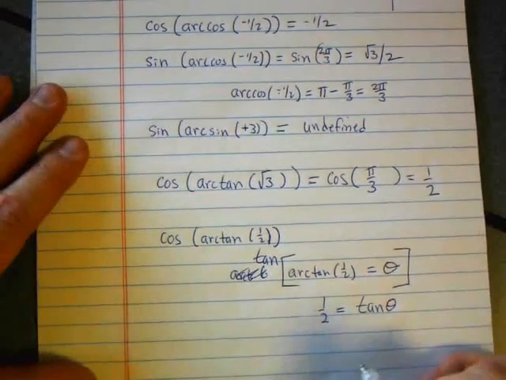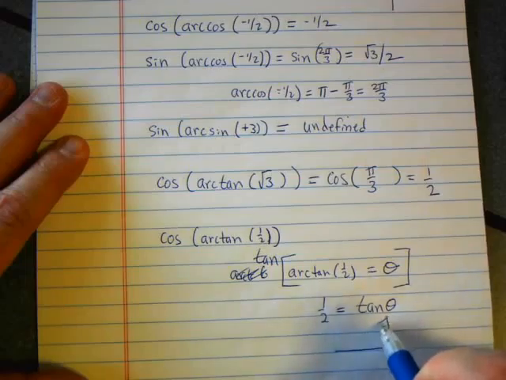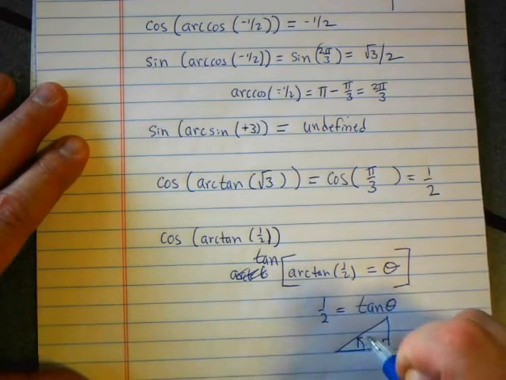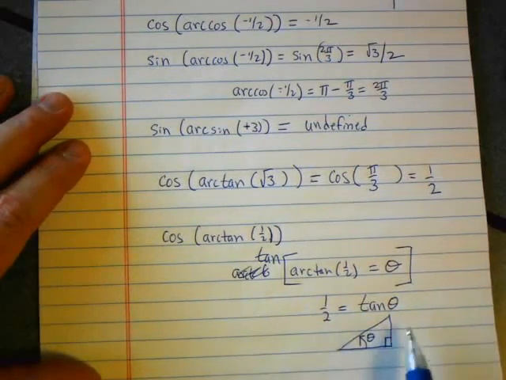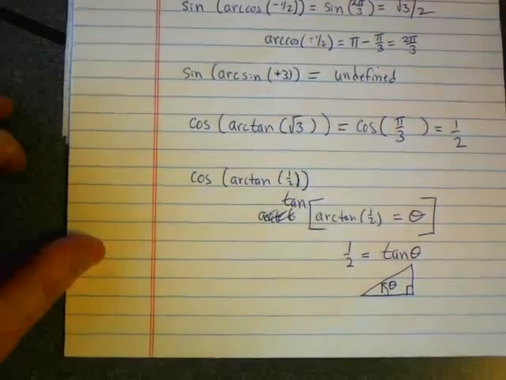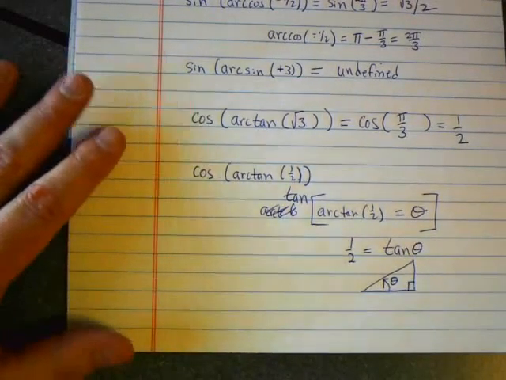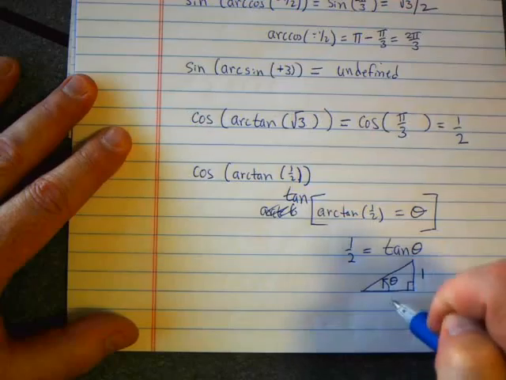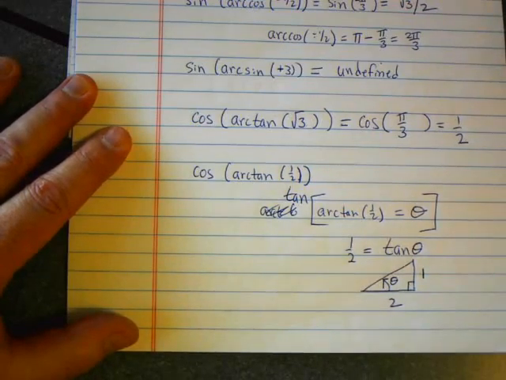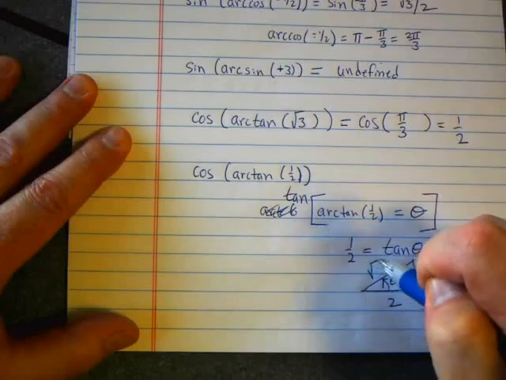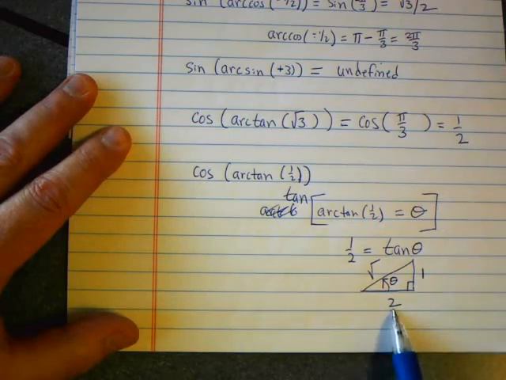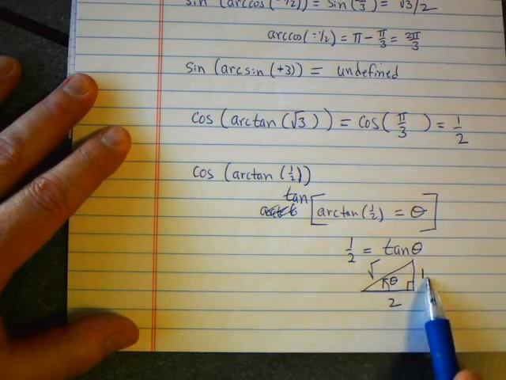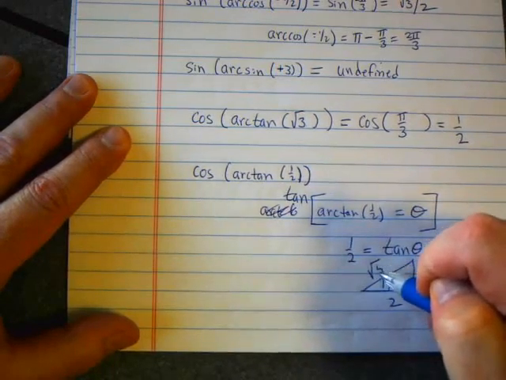Okay, so now I'm going to draw myself a picture. Here's my angle theta. If tangent of theta is 1/2, how would I label that triangle? Opposite is 1, adjacent is 2. I go talk to Pythagoras. Square root of, I would square this one, square that one, and then add them together. Square root of 5.